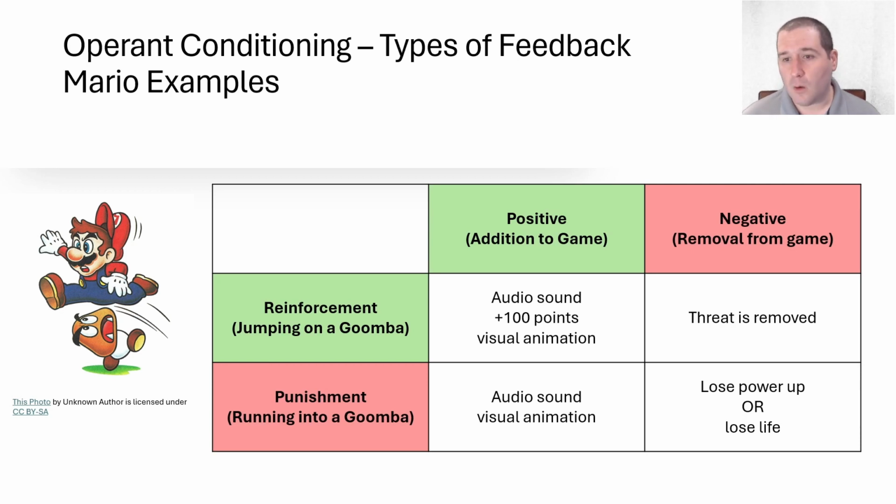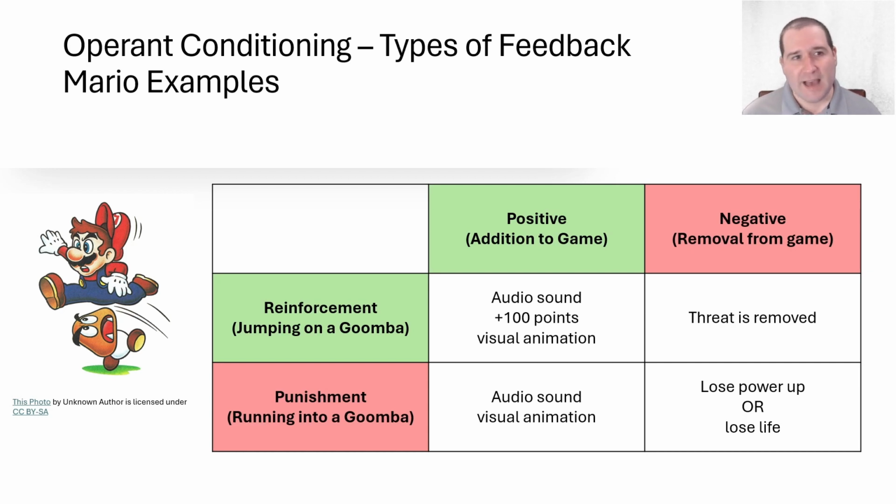There's also negative punishment. What does it take away when you run into that Goomba? Well, if you have a power-up in Mario, there are different power-ups. You can get bigger, you can get the ability to throw fireballs or fly. And it'll take that away from you if you run into a Goomba. You lose that power. Or if you're little Mario and you don't have any power-ups to lose, you lose your life. You lose that round.